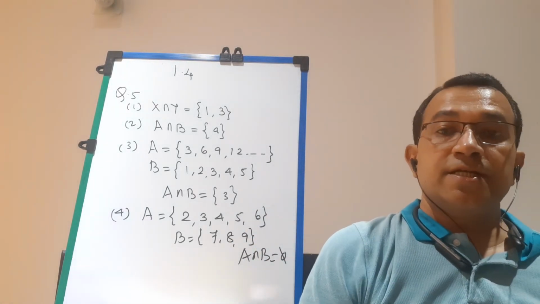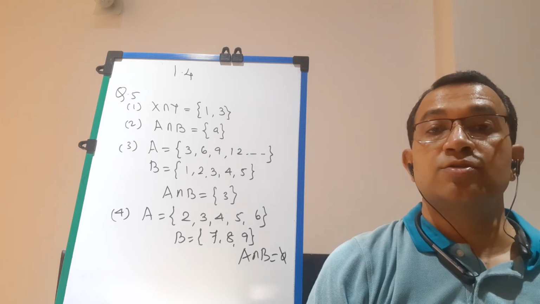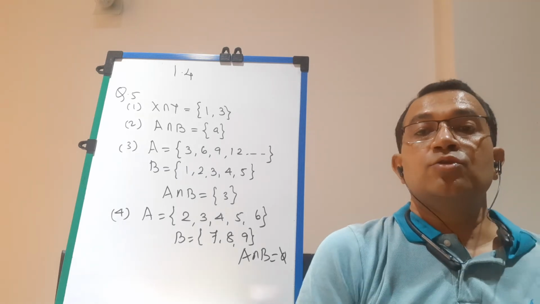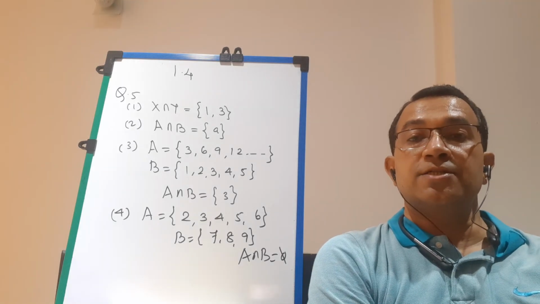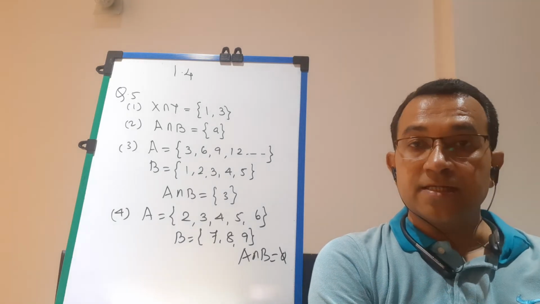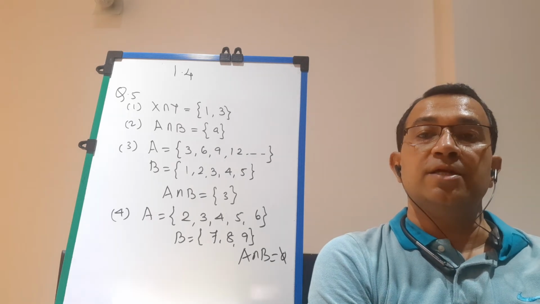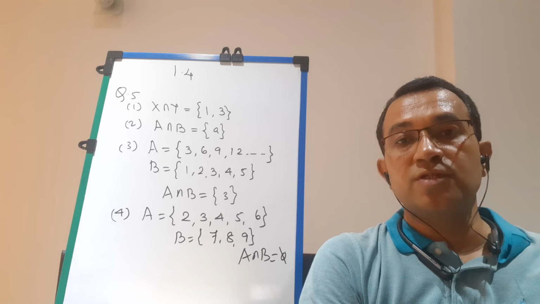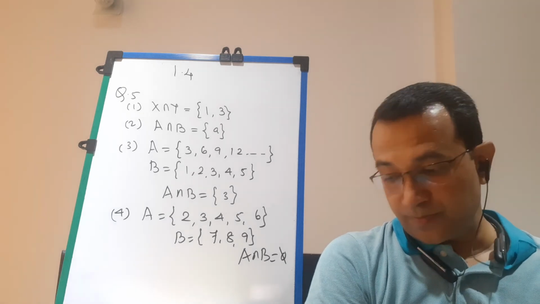Students, sets for which the intersection is the null set are called disjoint sets. Let it be any number of sets. Say for any two non-empty sets A and B, if A intersection B is equal to the null set, then students, sets A and B are called disjoint sets. This is a concept which we will be studying in the next lecture.